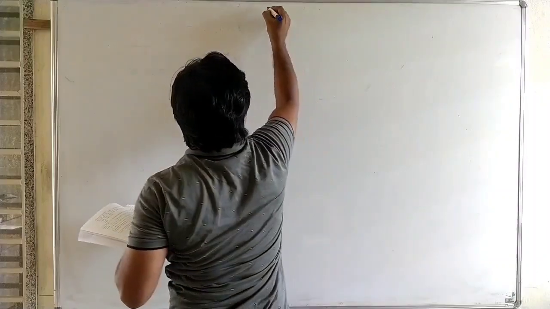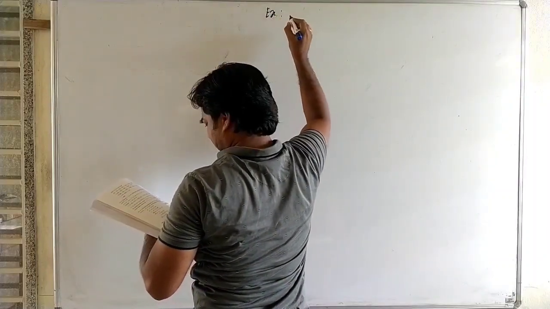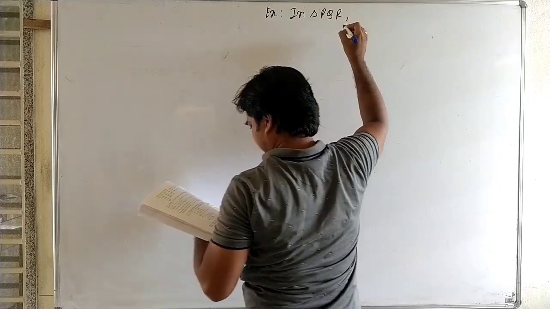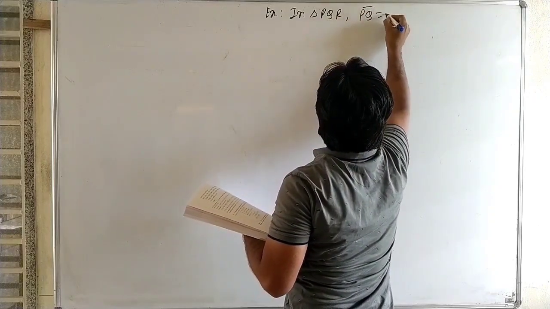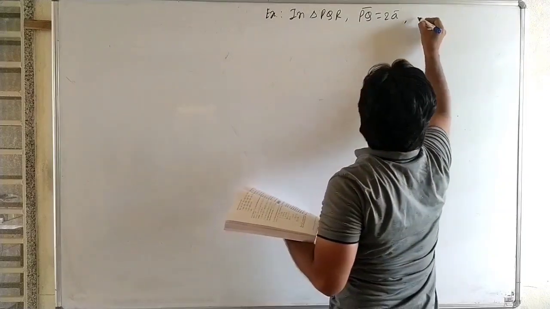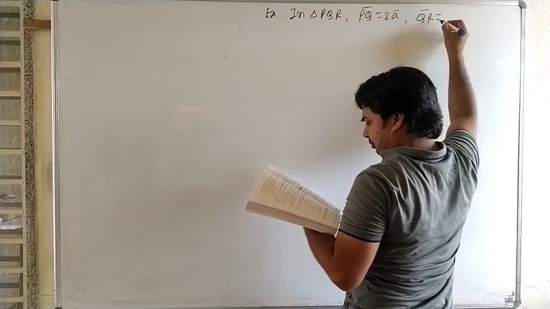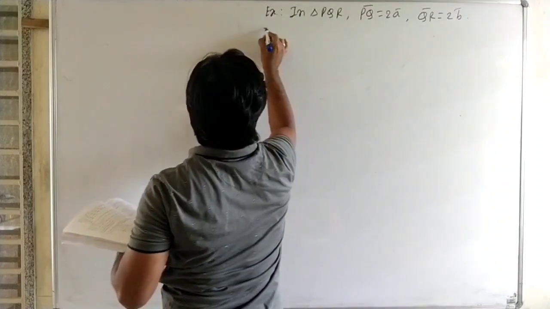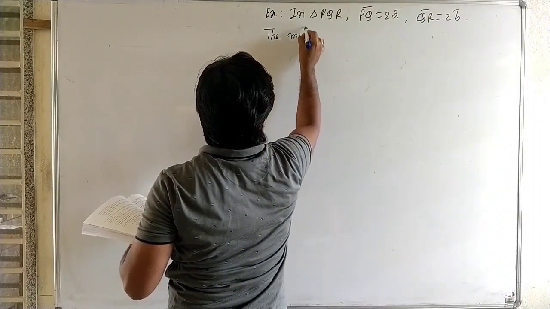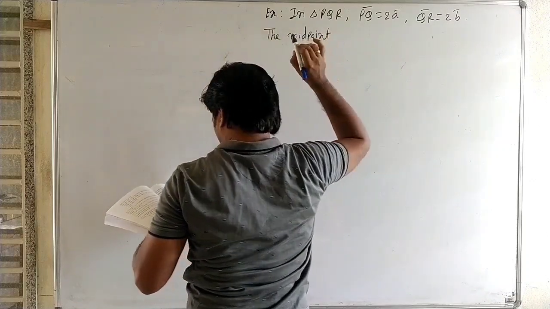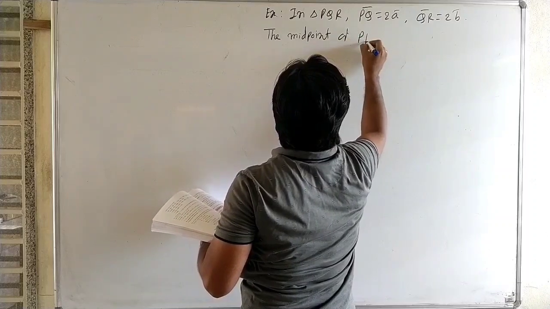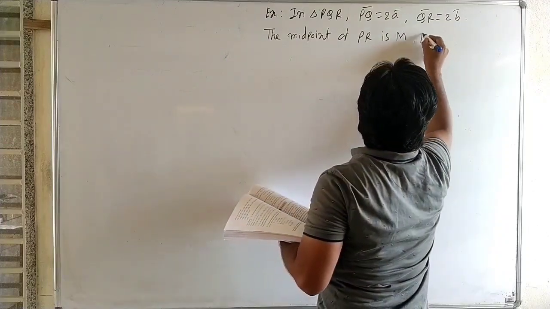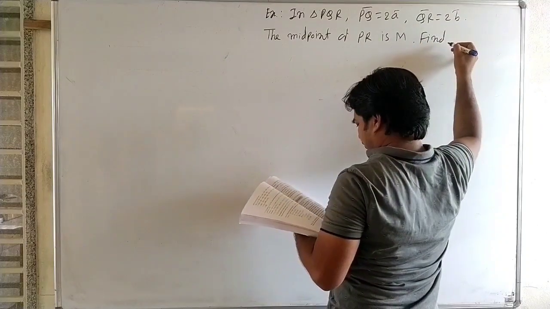Next, in triangle PQR, vector PQ is equal to 2A bar, vector QR is equal to 2B bar, and the midpoint of PR is M. Find the following vectors.